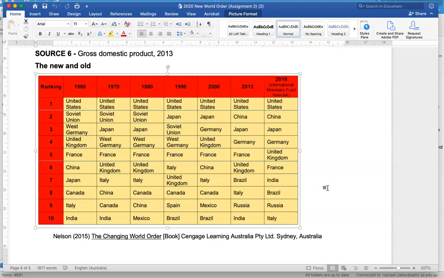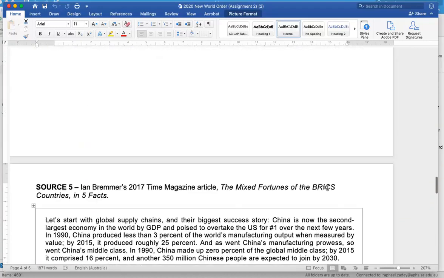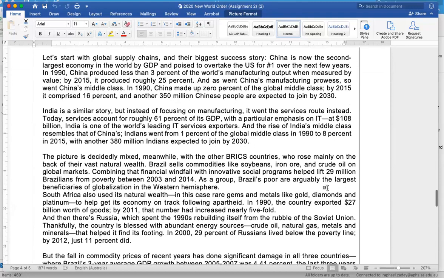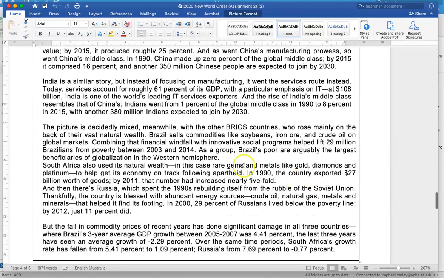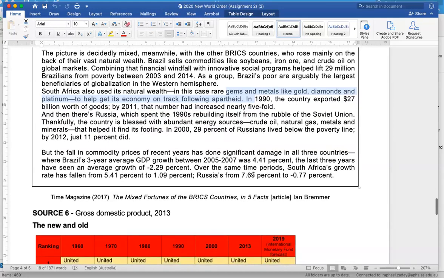Source 4 explicitly states that commodity prices dropped. None of the other sources, even source 5, make this statement. Okay, they talk about how wealth was built, but not how it dropped. I want to move on to question 5.